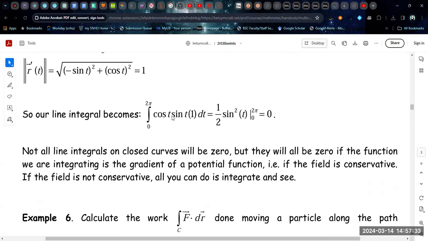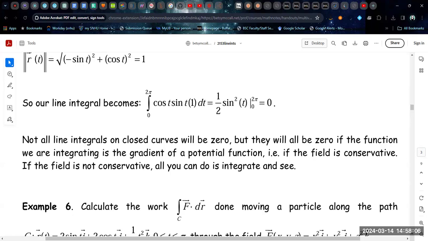And this is a straight up substitution with sine t equal to u. Cosine t is our du. So this becomes 1/2 u squared, or 1/2 sine squared, from 0 to 2 pi, and we get 0. Now, not all line integrals on closed curves will be 0, but they all will be 0 if the function we are integrating is the gradient of a potential function. In other words, if the field is conservative. But all you can integrate, and then you find out on the other side.